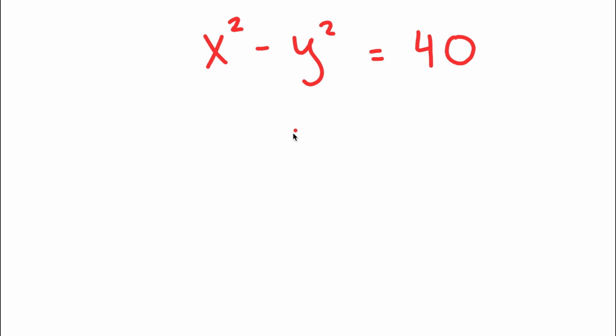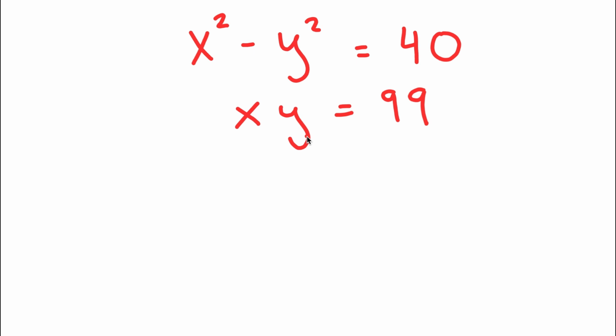Alright, so in this video, I'm going to solve an interesting system of equations. For my first equation, I have x squared minus y squared is equal to 40. And for my second equation, I have x times y is equal to 99.